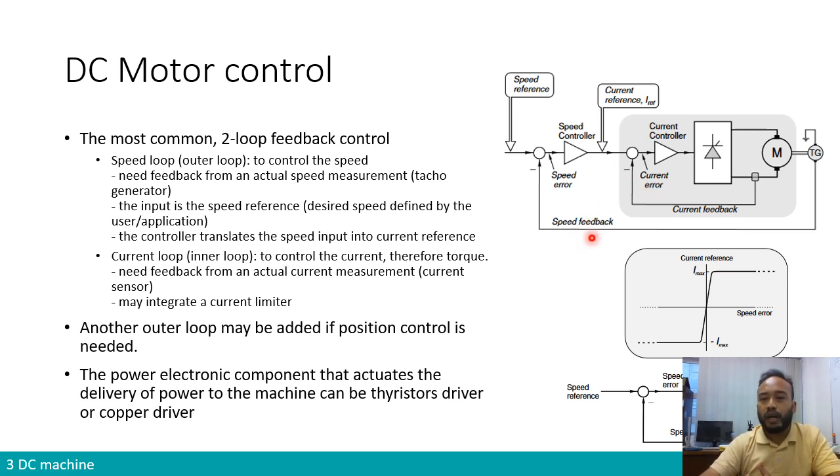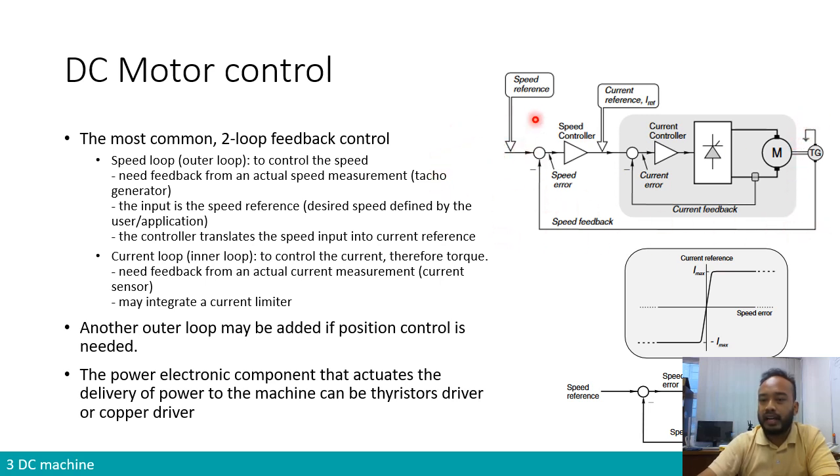We have two loops. So what are the two loops? The first one is basically the one in the outer part. When I talk about a loop, it is the automatic control loop, like what you have learned in the control system subject. So you have the outer loop.